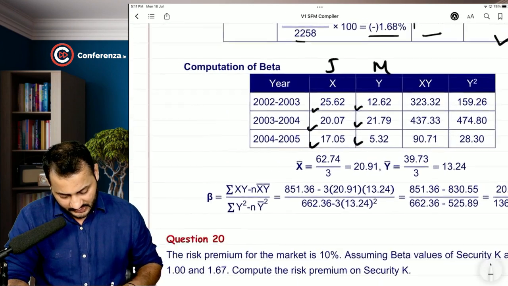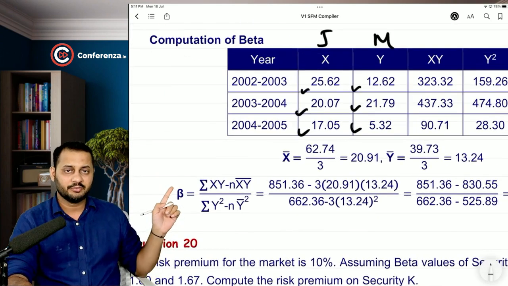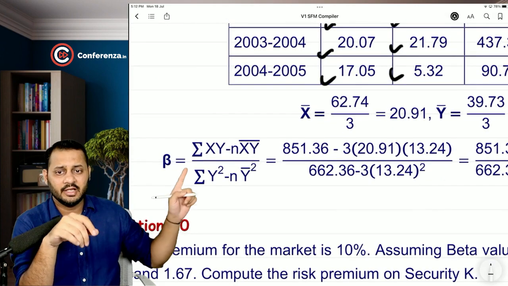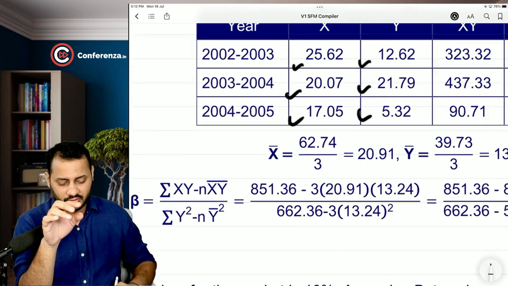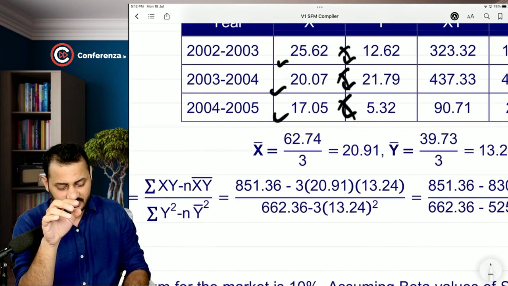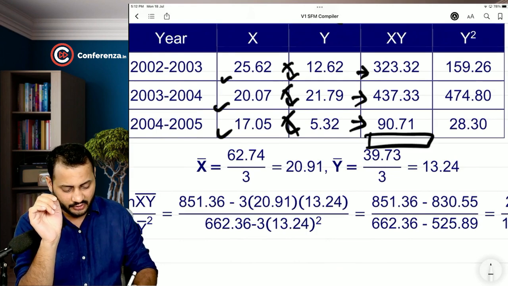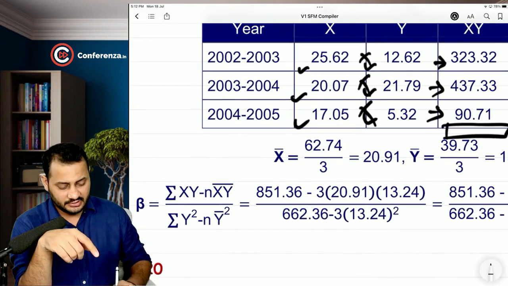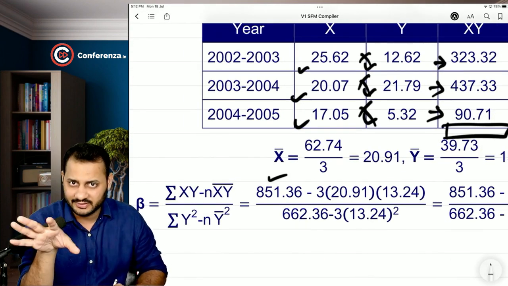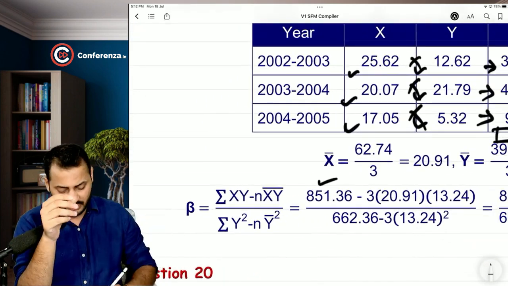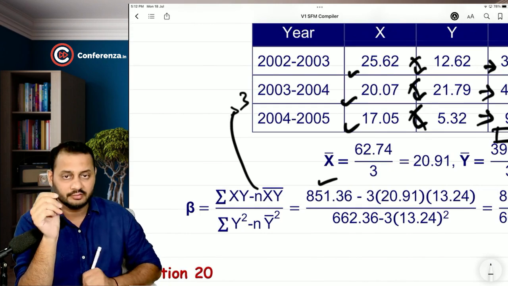What is it that we are going to do first? This is the formula: summation of xy minus n bar x bar y divided by summation of y square minus n bar y square. So step by step, the first thing, x into y. First of all, we will multiply these figures. We will reach this one, xy, and then we will do the total of this, summation of xy. This summation of xy comes to 851.36. After that, n is the number of observations, which will be 3.